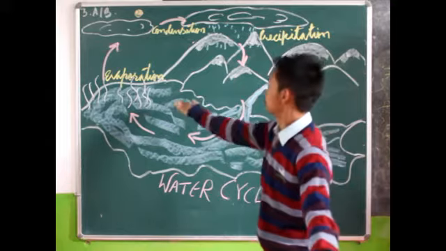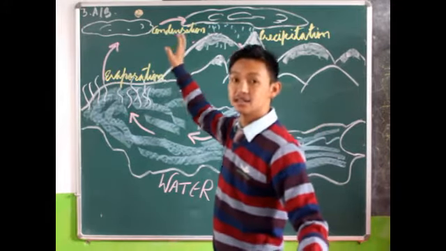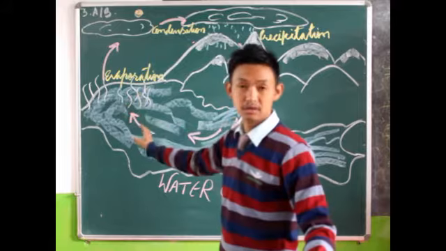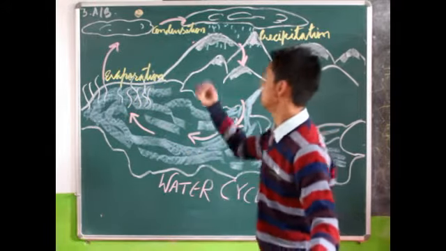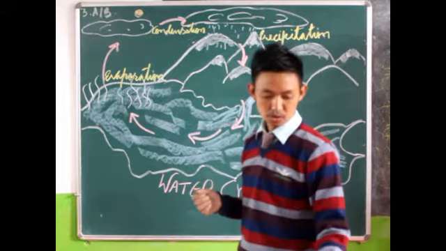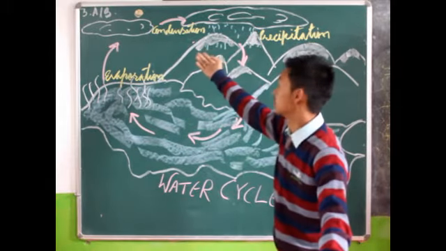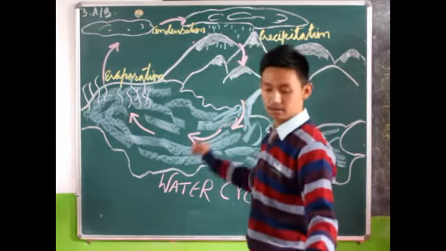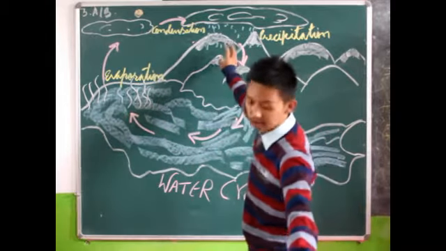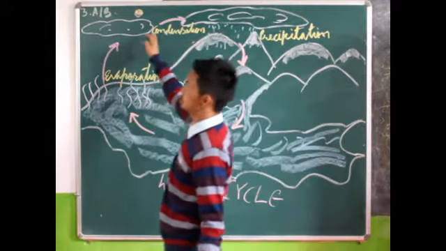Now let's see. As the water vapor rises up in the air, it slowly cools down and becomes tiny drops of water or droplets of water. This is due to the process of condensation. This is called condensation. The tiny droplets join together to form the clouds. So they form the clouds.